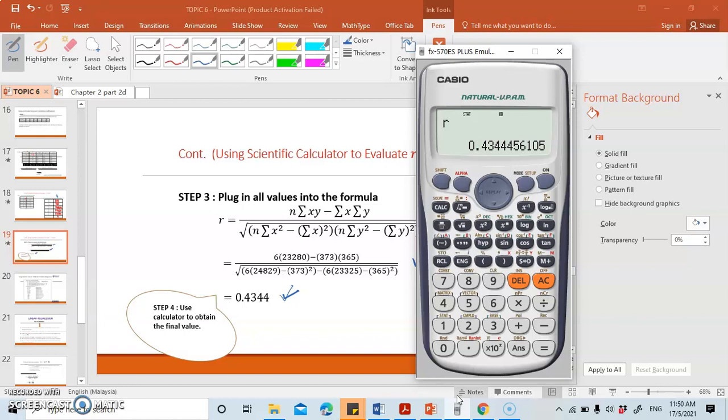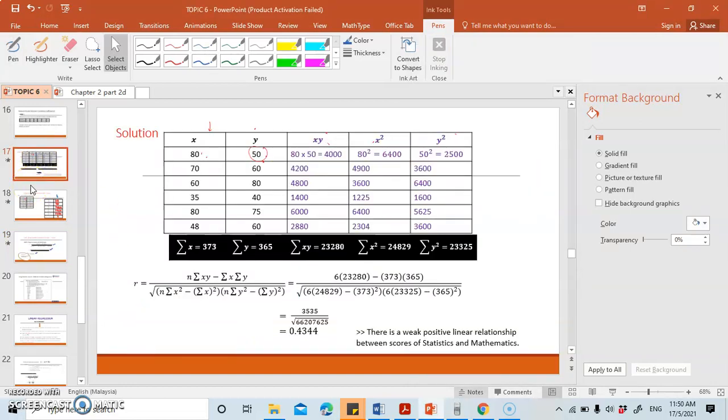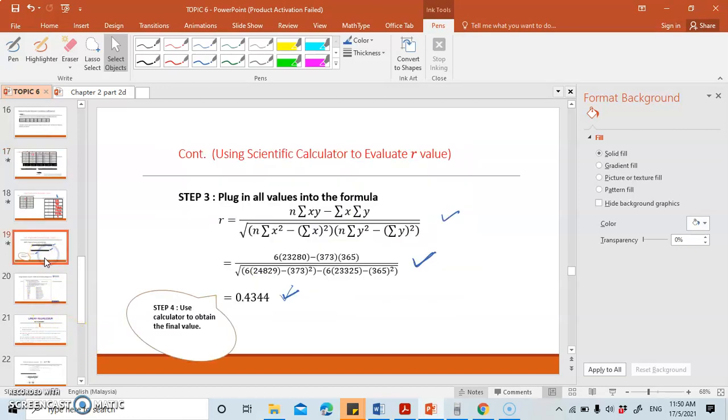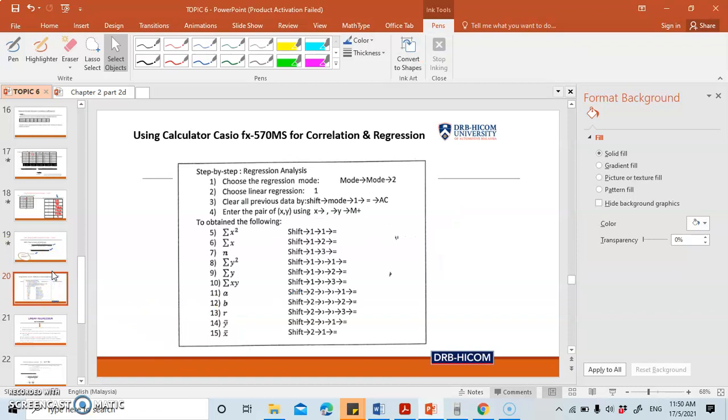If you use the manual way, it is very time consuming because you need to find the xy, the x square, the y square. So please use your calculator to find the R value. And if you are using the black calculator, the 570 black calculator, you can refer to this manual here and follow it. If you have any problem, feel free to ask me.